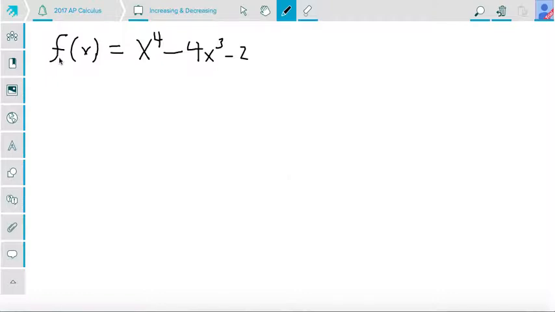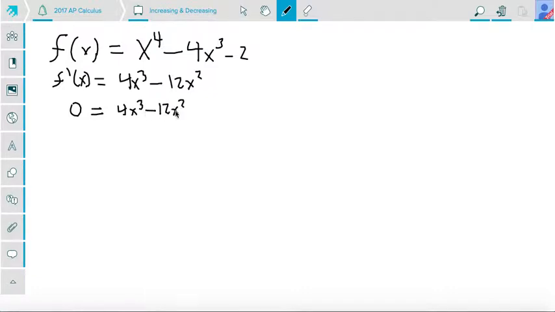So, first off, we're going to have here f prime of x is going to equal 4x cubed minus 12x squared. Okay, so now we have to set this derivative to 0. So 0 equals 4x cubed minus 12x squared.